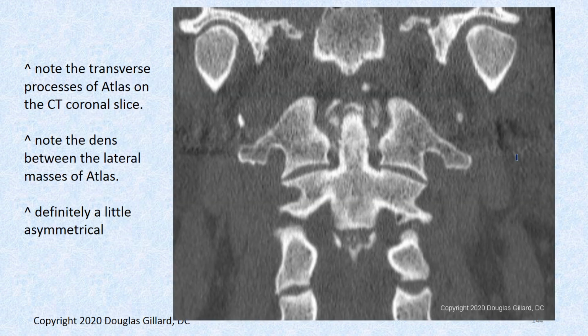There's a nice CT slice, coronal slice, right through the dens. Very cool. Now we can see the lateral masses of atlas really nicely. I could draw the line right about here. That's the pars interarticularis. This would all be superior articular process of the lateral mass, inferior articular process of the lateral mass. Dens is in the middle. And look at the transverse processes. This one's kind of long and sticking out further. This one's kind of bent a little bit. So definitely some weirdness going on there.